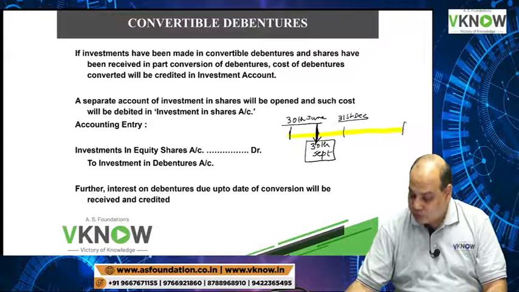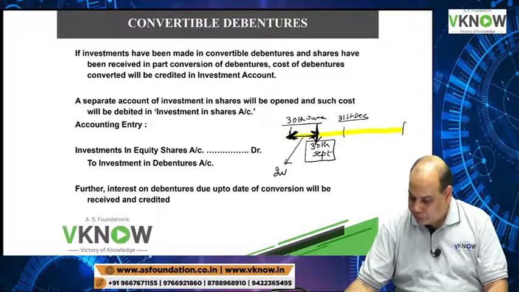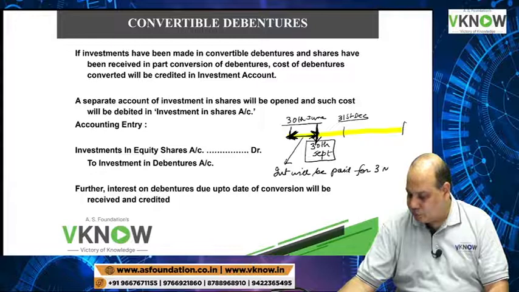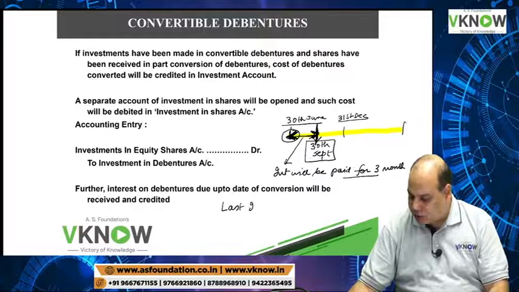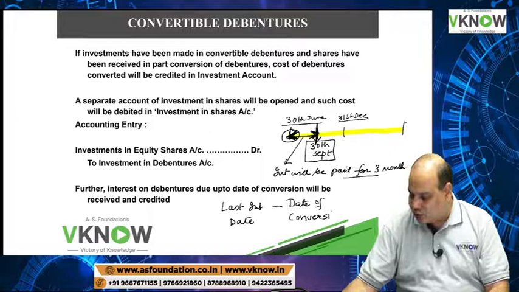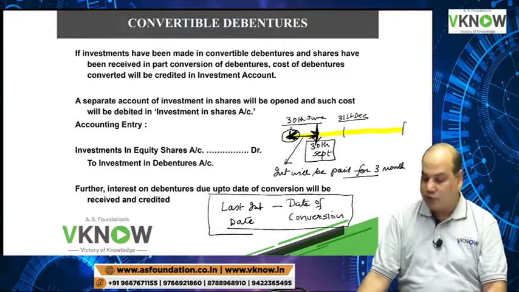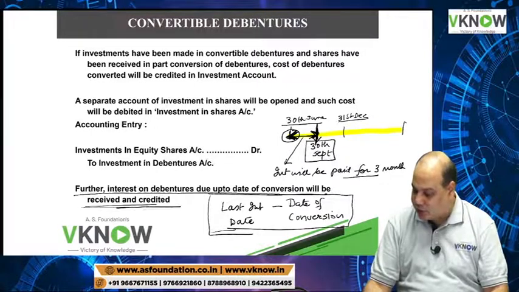So now what will happen? The company will have to pay interest for these 3 months, from 30th June to 30th September. Interest will be paid for 3 months from the last interest payment date till the date of conversion. Debenture holders are entitled to interest, so interest will be paid. Further, interest on debenture up to the date of conversion will be received and credited.